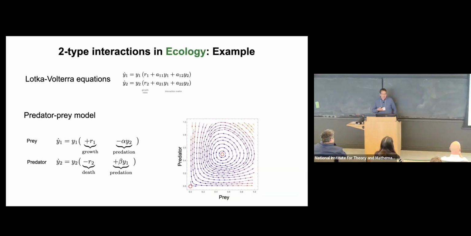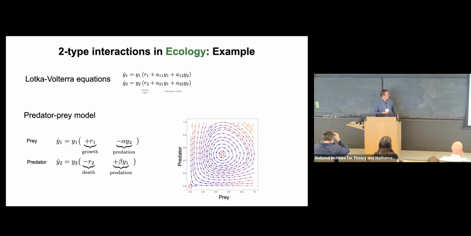So for these two-type interactions in ecology, let's write down the Lotka-Volterra equation. My dot is always the temporal derivative. So the change in strategy Y, or in abundance of species 1, is Y1 times some growth rate plus some interaction matrix. And the interaction matrix includes what is the fitness effect of the abundance of others, of my own species on me, and what is the impact of the second species on me.